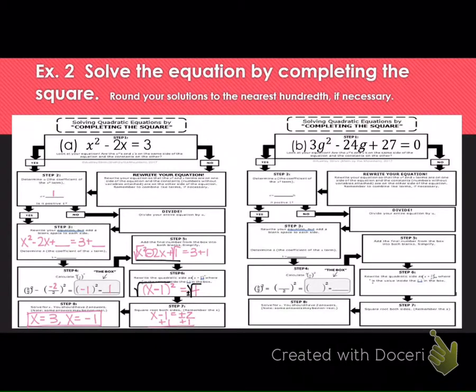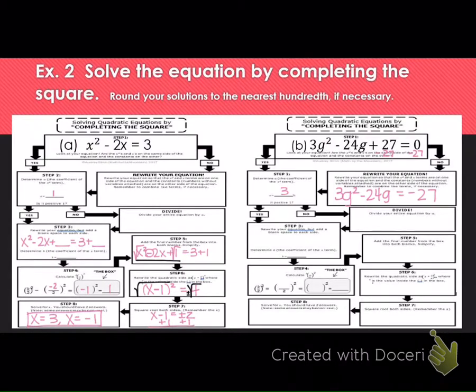So what number do we need to move to the other side? And how are we going to move it? Right up here in the box, just do minus 27 on both sides. And then we'll rewrite it as 3g squared minus 24g equals negative 27. Now we follow that arrow over to step 2. And what does it want us to do? Determine A. What is our A this time? 3. So we fill in that blank.